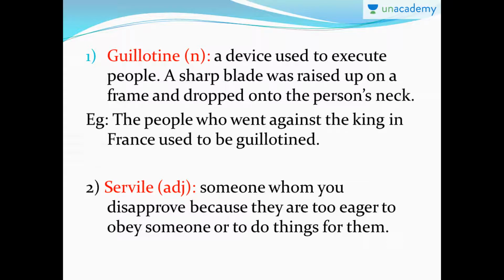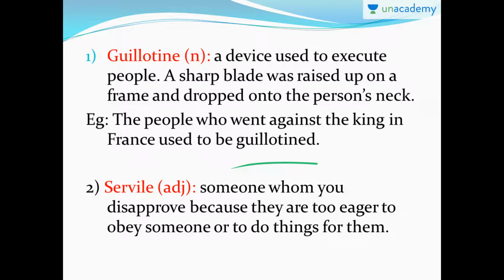So the machine used to look something like, it used to have a sharp blade which was raised up on a frame, and it was dropped onto the person's neck so that the head would be severed out of the body. So, example, the people who went against the king in France used to be guillotined. So guillotine is a noun, it's a machine. Guillotine can also be used as a verb, and it can be used in the tenses. So guillotined is you being beheaded using that specific machine called a guillotine.